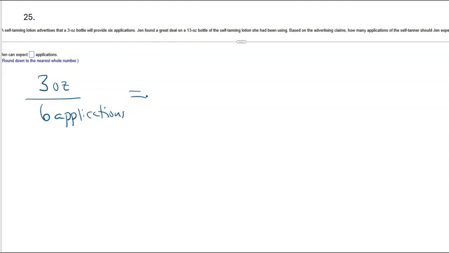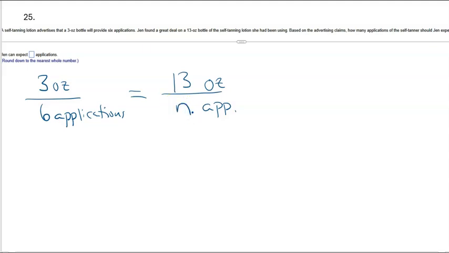Now, I'm turning it into a proportion, but honest goodness, I haven't read the problem yet, so that equals might not go there. Jen found a great deal on a 13-ounce bottle of self-tanning lotion she had been using. Based on the advertising claims, how many applications of the self-tanner should Jen expect? Okay, so remember when you set up a proportion, that you put the units in the same location. So when I set this one up, I better have ounces on top, okay, and applications on the bottom. So Jen has a 13-ounce bottle, and it's asking for how many applications.